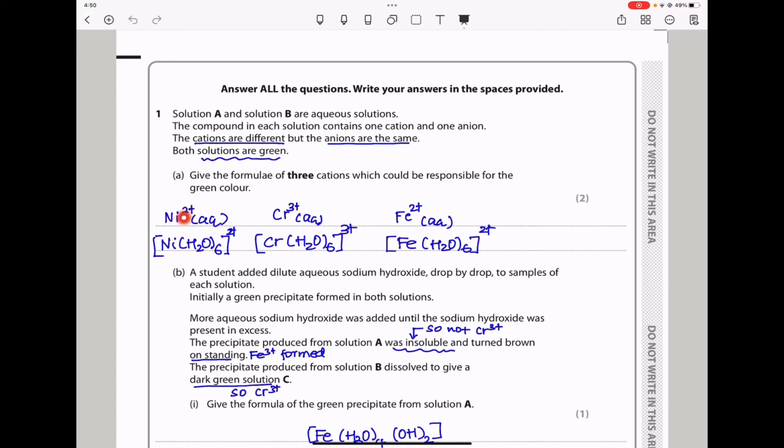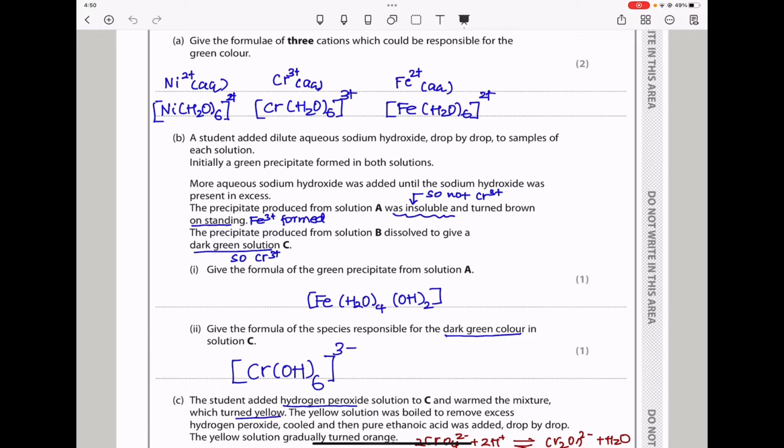This is going to be either nickel 2, chromium 3, or iron 2. You could write them in this manner or in their hydrated manner. In part B, a student added dilute aqueous sodium hydroxide drop by drop to samples of each solution. Initially, a green precipitate formed in both solutions. More aqueous sodium hydroxide was added until the sodium hydroxide was present in excess.